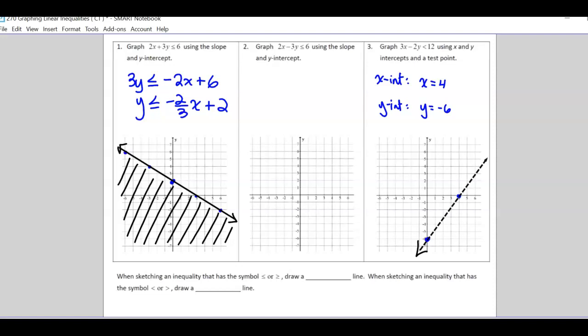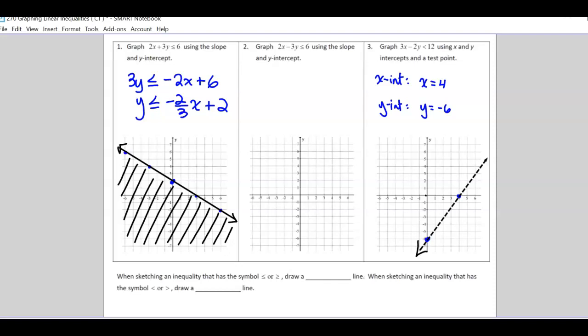Okay. Then we have to use a test point, because I haven't solved for y. So remember when it's less than, that's when it's y less than. This is not solved for y, so I'm going to use a test point. My favorite one to use is 0, 0.